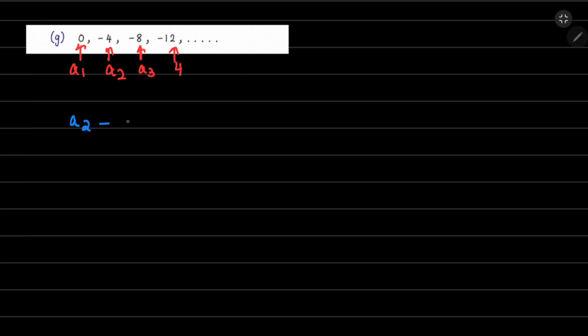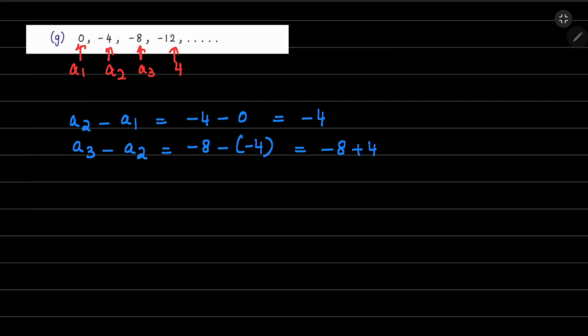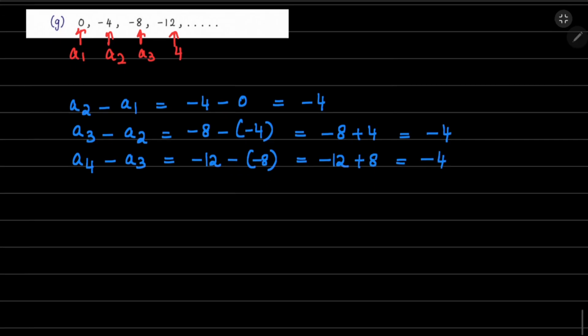So a2 minus a1. a2 is minus 4 minus 0, which is nothing but minus 4. What is a3 minus a2? Minus 8 minus of minus 4, which is equal to minus 8 plus 4, that is equal to minus 4. What is a4 minus a3? Minus 12 minus of minus 8, which is again minus 12 plus 8, that is minus 4. So here you can see the common difference is the same.